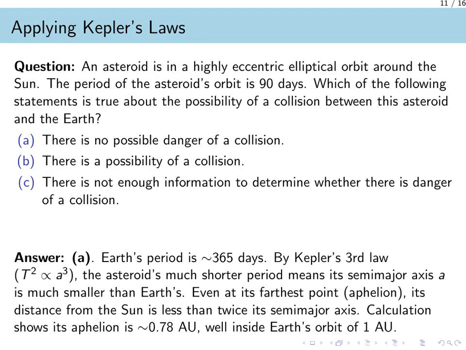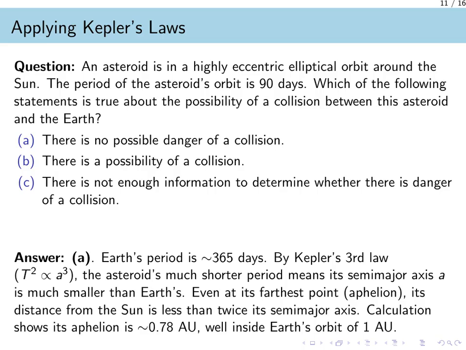Let us analyze this question by applying Kepler's third law to compare the size of the asteroid's orbit to that of the Earth. We are told the asteroid has a period of 90 days, which is much shorter than Earth's period of about 365 days. Kepler's third law tells us that the square of the orbital period is proportional to the cube of the semi-major axis, which describes the average size of the orbit.